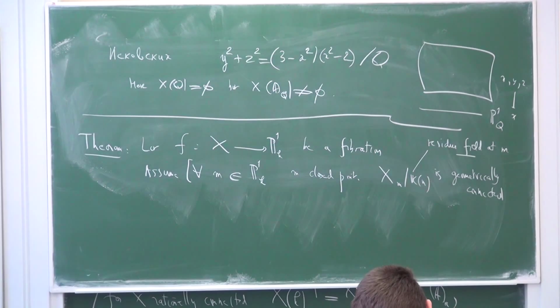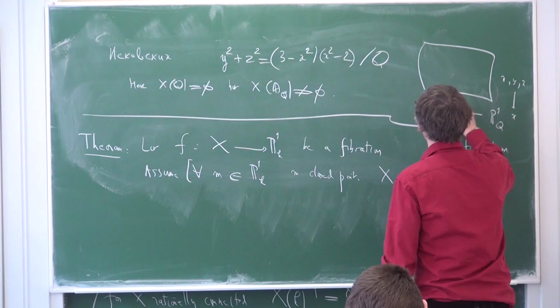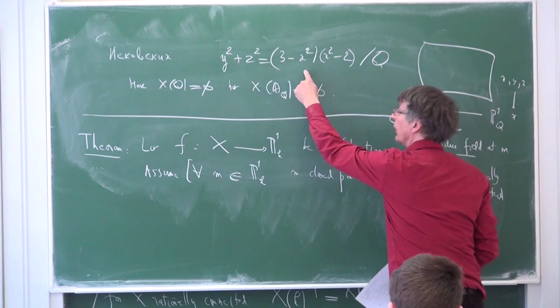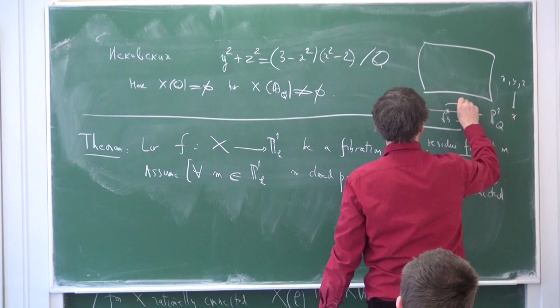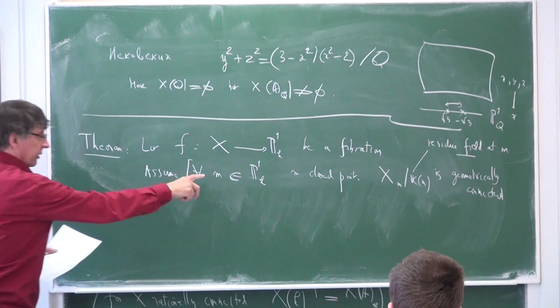So typically, here, if I take x equals root 3, I'm in trouble, because I get 0 here, and the fiber is y squared plus z squared equals 0, two complex lines. And this is a closed point. Of course, the closed point is the two of them together, root 3 and minus root 3. So assume that this doesn't happen.